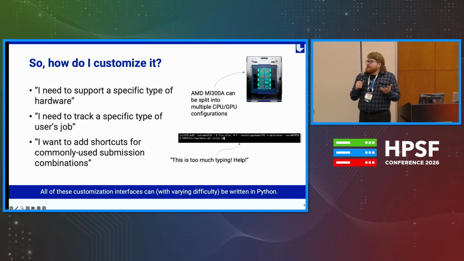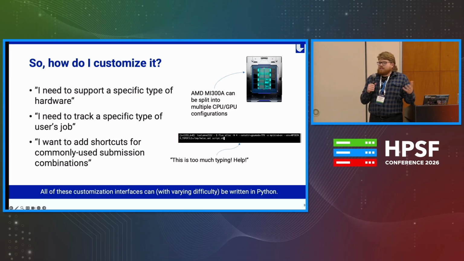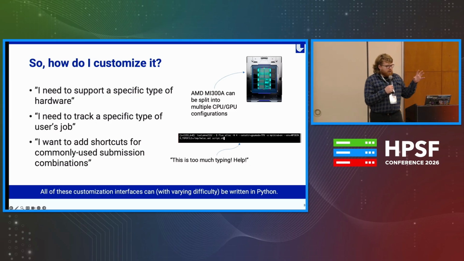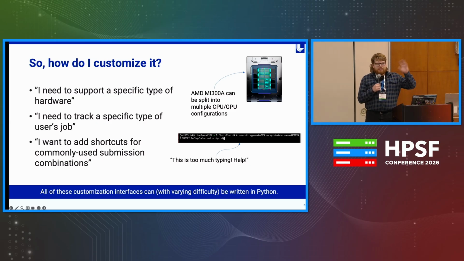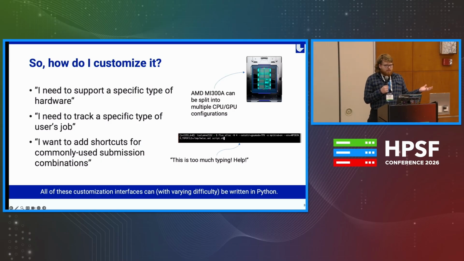The question we often get is: how do I customize it? If my center has a weird type of hardware, like an AMD APU that can be split into 4, 8, or 16 GPUs, how do I customize Flux to handle that? Chris has added a lot of custom plugins to track specific types of users' jobs. How do I impose limits on users' jobs? If I want to add shortcuts for commonly used submission commands, how do I do that?